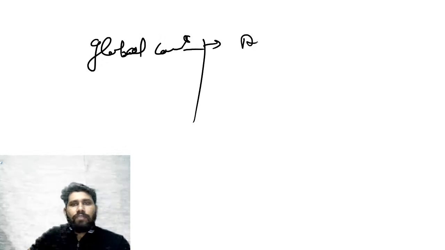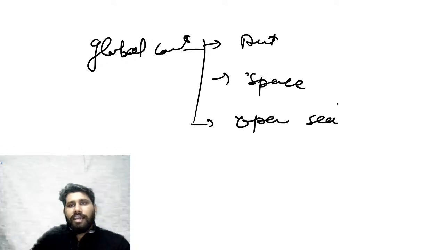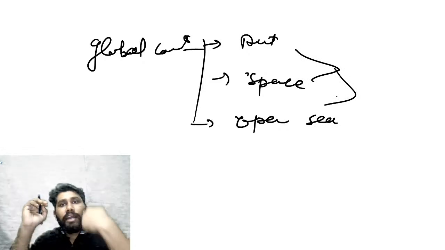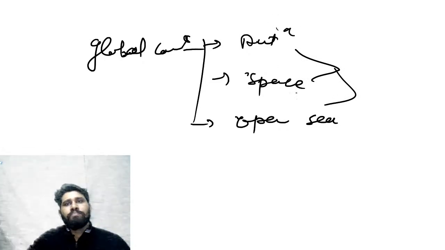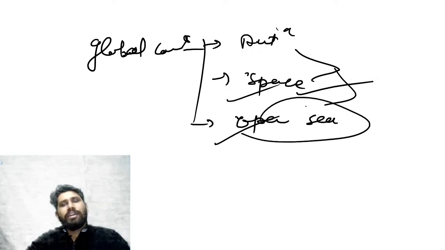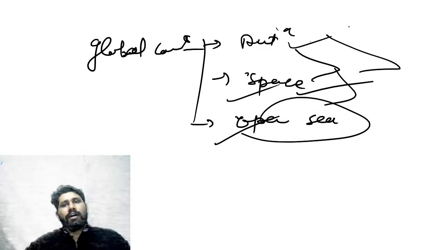There are global commons as well. I also discussed it. The first one, guys, is Antarctica, the second is space, and the third one is high seas or open sea. They are global commons. It means, guys, every person has a right over Antarctica, every person has a right over space, and every person residing on the earth has equal rights on all these three.